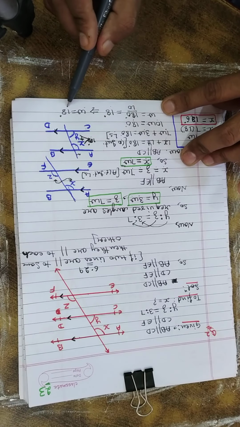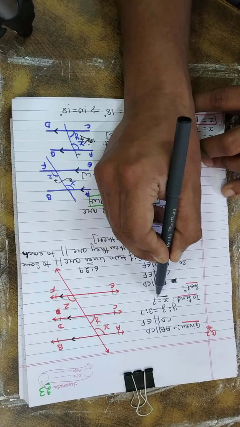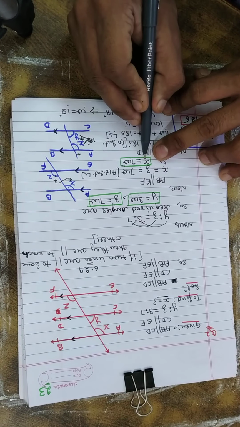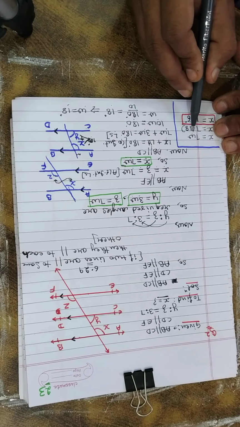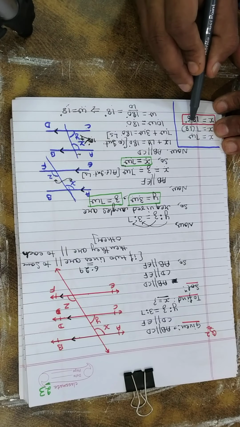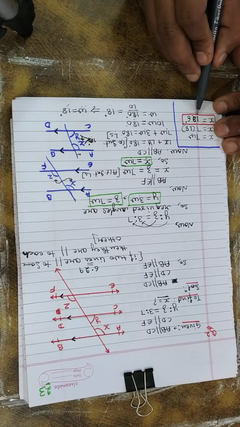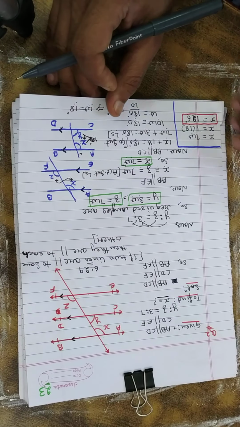So w is equal to 18 degree. What we have to find? We have to find only the x angle. And what is x angle? X angle is equal to 7w. So put the 18 degree instead of w. So 18 into 7 is 126 degree. So x value is 126 degree. Clear?